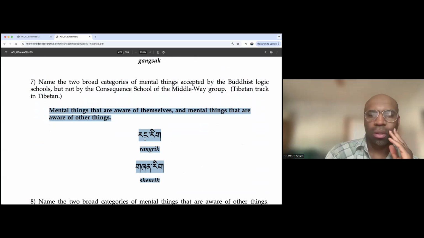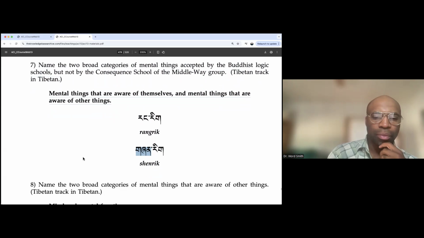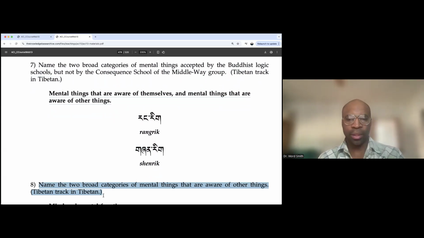Yeah. Rang means self, so aware of itself, and Shen means others, aware of other things. Okay, that's true. Name the two broad categories of mental things that are aware of other things.